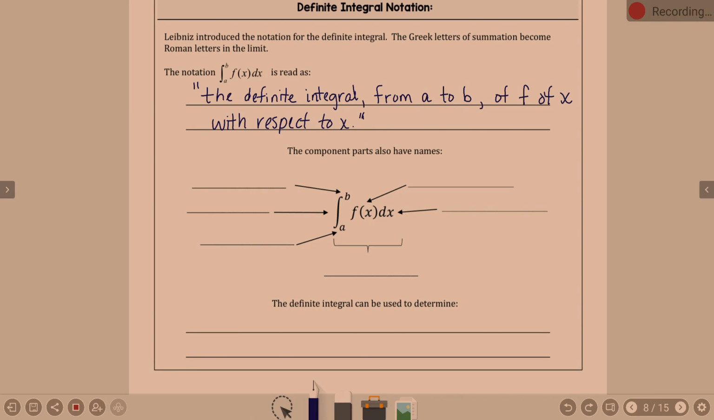Come on, you're in calc. You gotta have some respect for x here. Why?